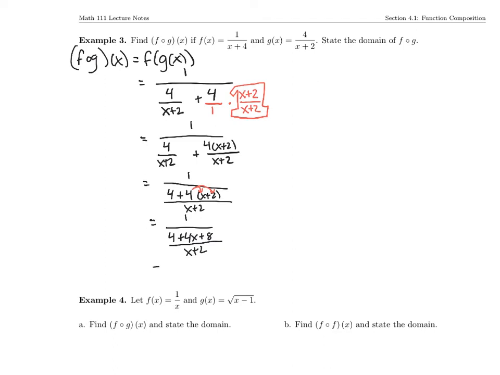Over x plus 2. And that becomes 1 over 4x plus 12 over x plus 2. Now, there's a few different things you can do here. Since it is 1 over a fraction, we can just flip the denominator and be good there. But you can also write this out the long ways. So that's what I'm going to do.